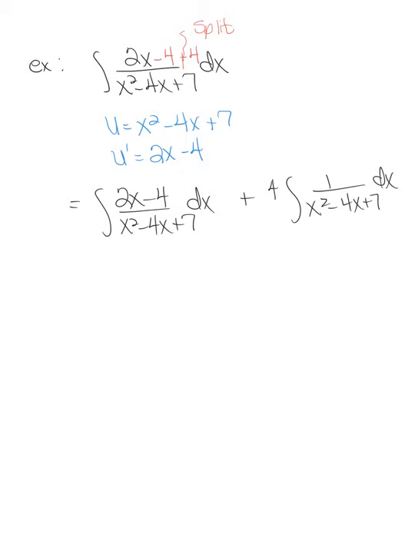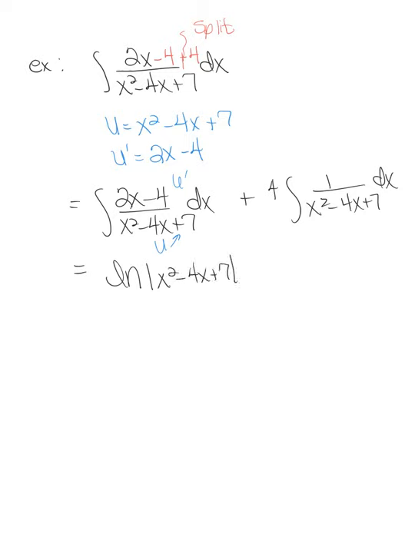This first integral looks like it is very simply a u prime over u. If our u is exactly what we saw, x squared minus 4x plus 7, the u prime we need is 2x minus 4. And we know when we integrate a u prime over u, we simply get the natural log of the absolute value of that u. So this piece is going to give us the natural log of the absolute value of x squared minus 4x plus 7.